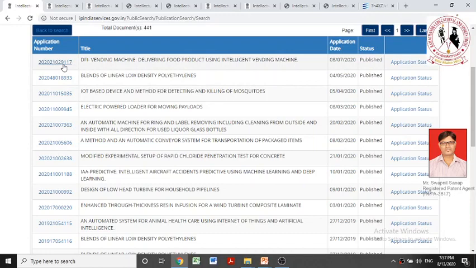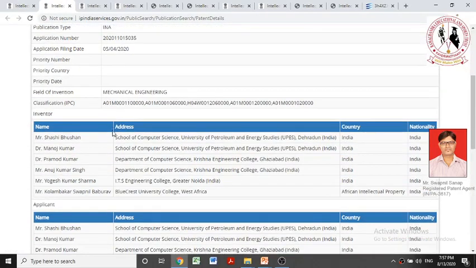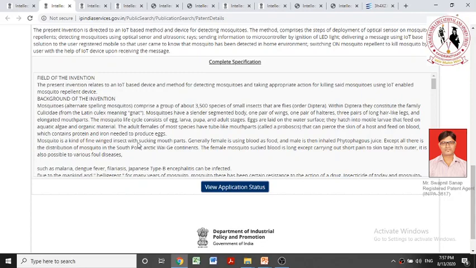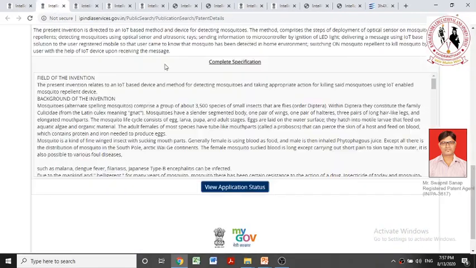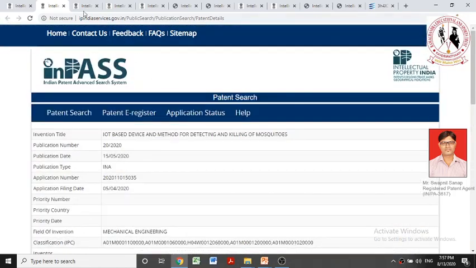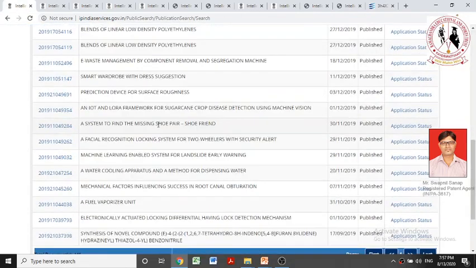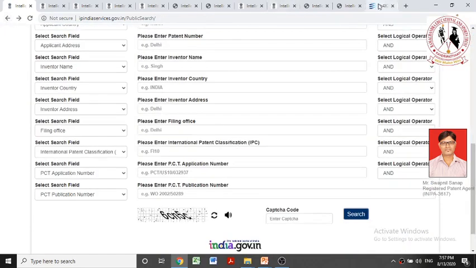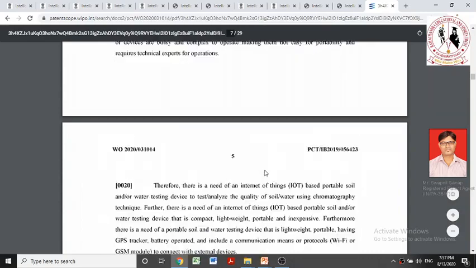So for example, let us say a recent application which was filed in 2020, with the inventor having the name Swapnil here. These are the inventions which are being filed here. This is how basically a patent search is done on the IPO site, right? The Indian Patent Office site. Now coming back to the important points here, you would appreciate that.